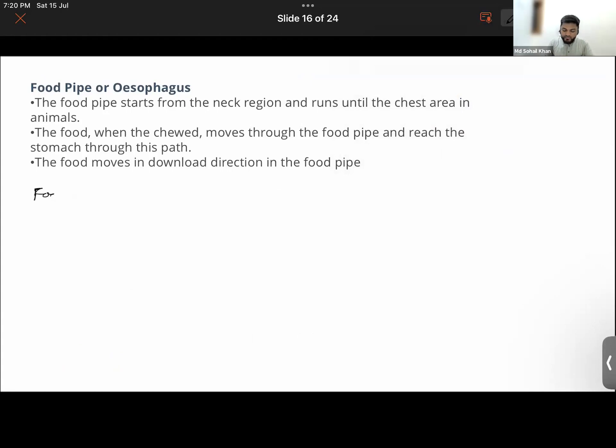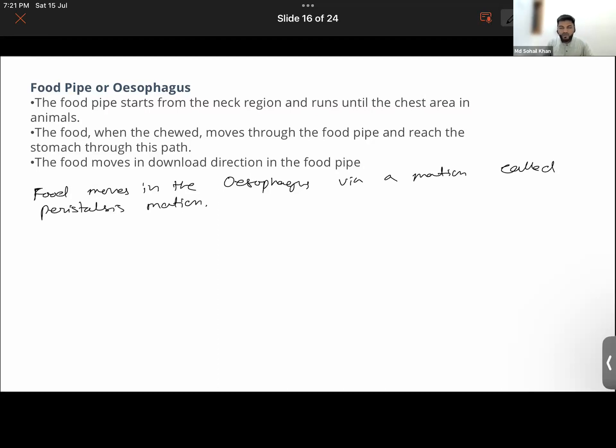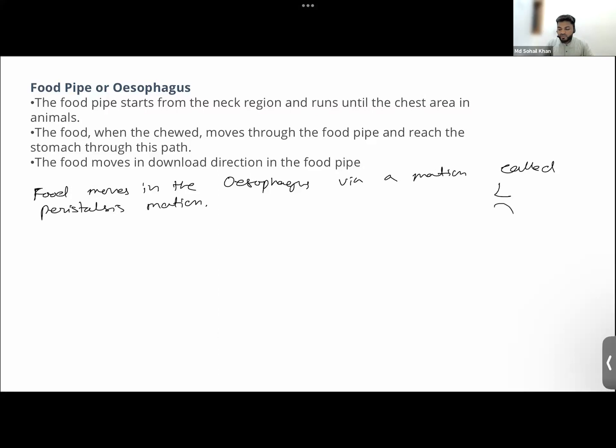So food moves in the esophagus via a motion called peristalsis motion. So how does this motion occur? Once you eat any food, it goes through regular contraction and relaxation. That motion is called peristalsis movement.